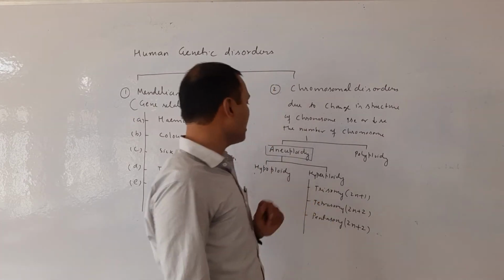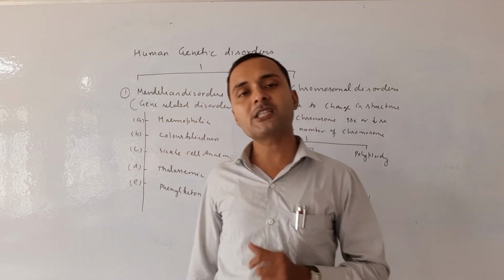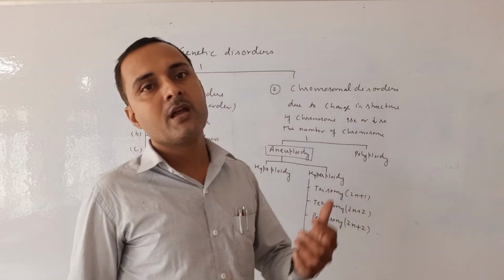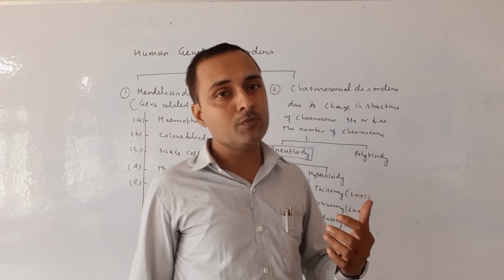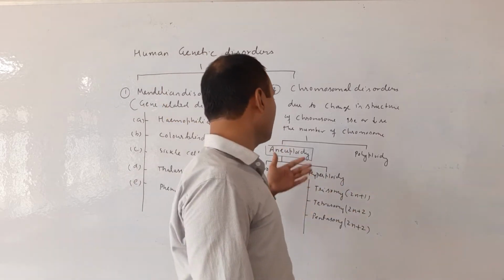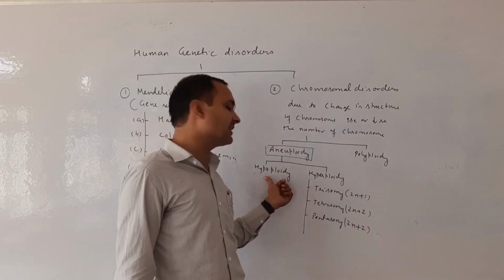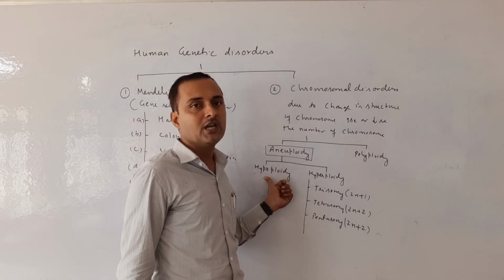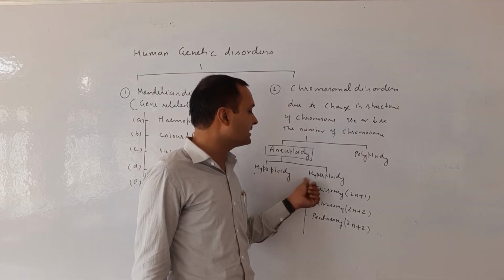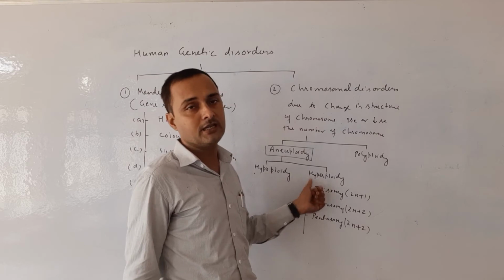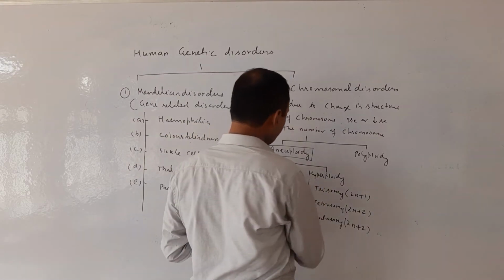So this is all about aneuploidy. In aneuploidy, the number of chromosomes increases or decreases from the normal diploid set. When the number decreases, it is known as hypoploidy, and when it increases, it is known as hyperploidy. Now let us see polyploidy.